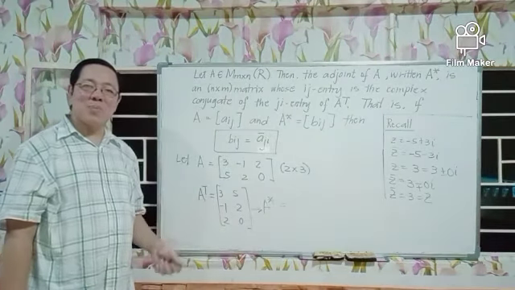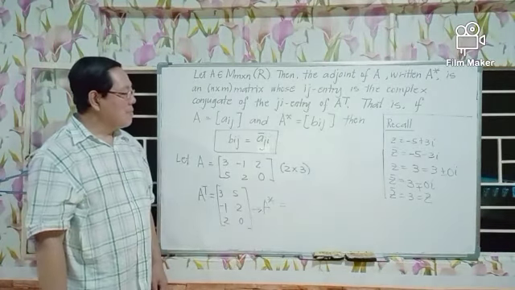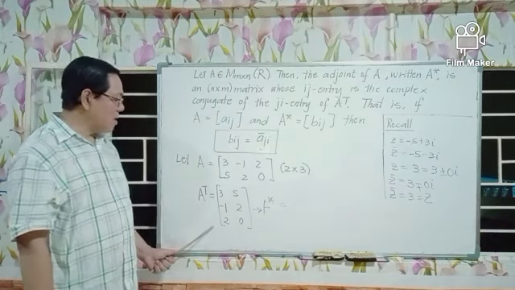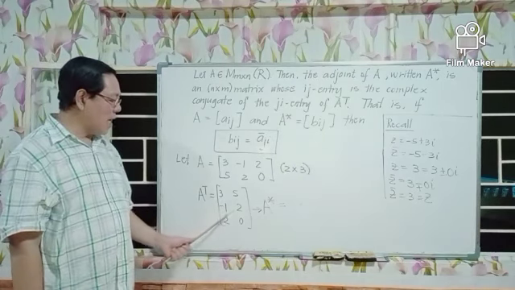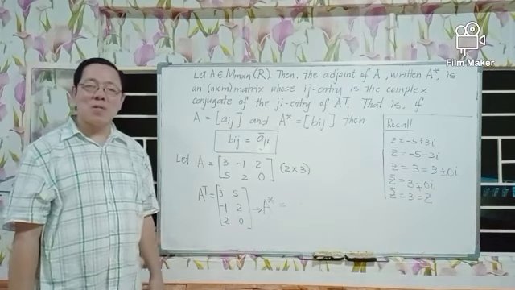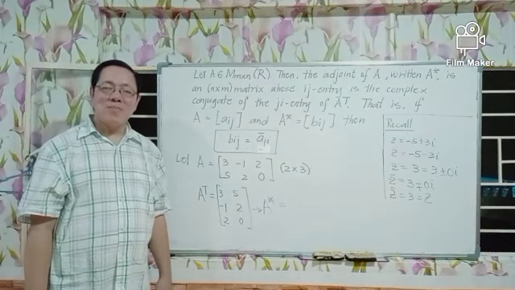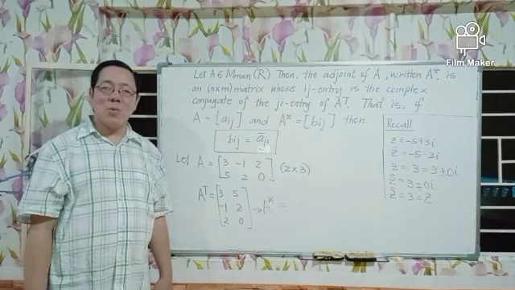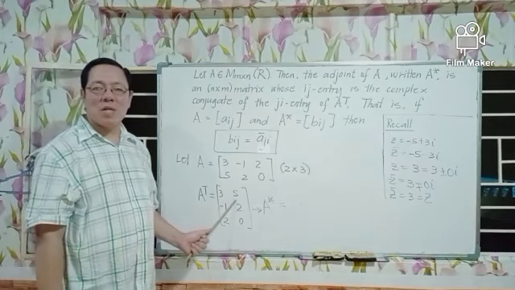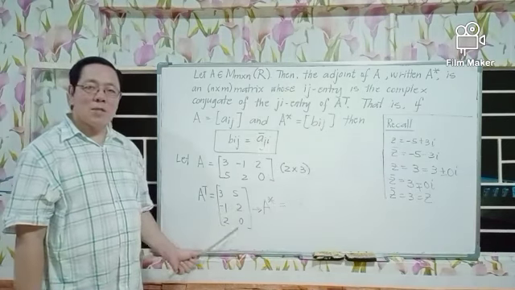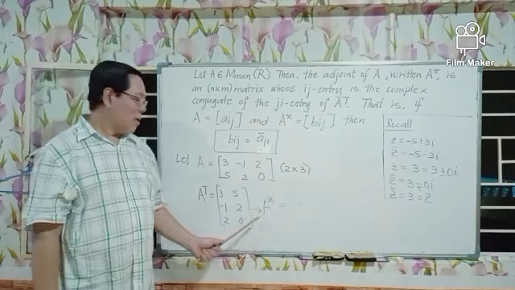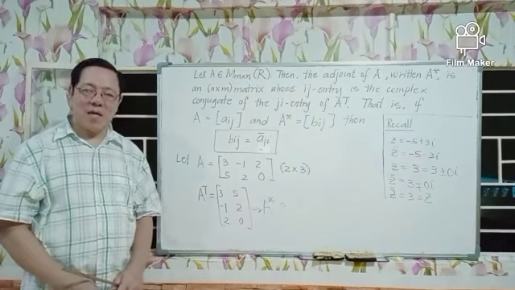So we apply those properties, those definitions of complex conjugate, to get the complex conjugates of these entries of A transpose. But you can see all the entries of A transpose are real numbers, so their complex conjugates are equal to themselves. That is, the complex conjugate of 3 is 3, the complex conjugate of 5 is 5, and so on. Therefore, the adjoint of A, denoted by A star, is the same as the transpose of A.